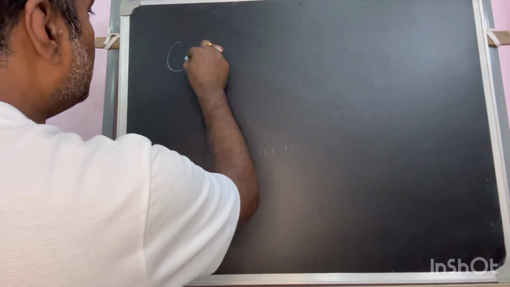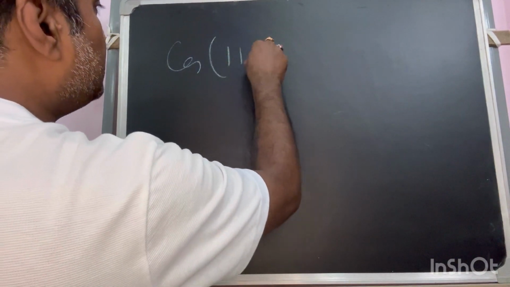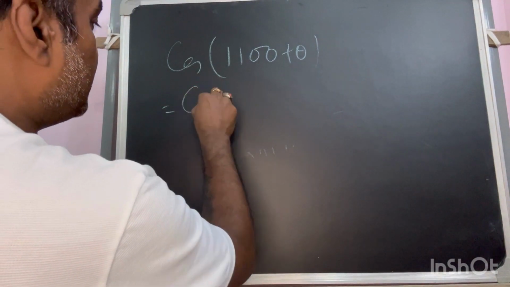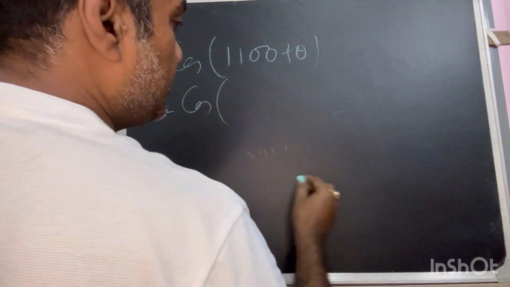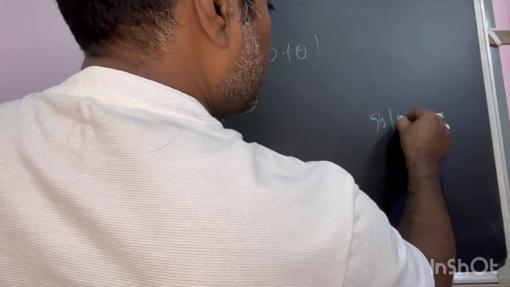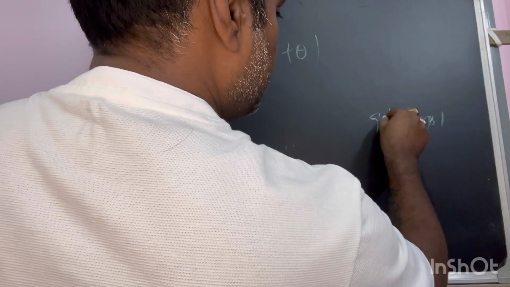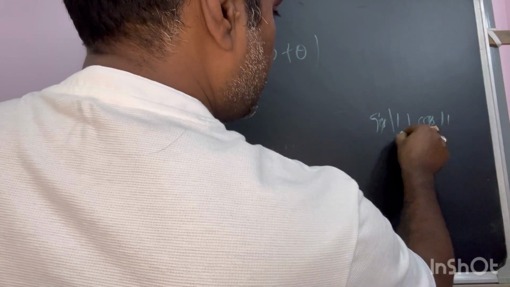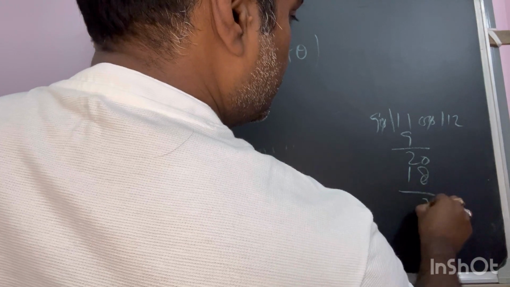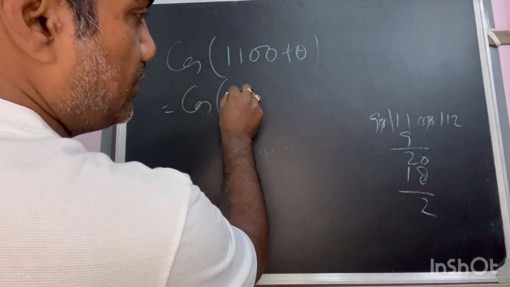Any random one. Cos of 1100 plus theta. So what would be the case? Now I will have to bring it to a multiple of 90. I have to divide it by 90. Okay, so if I divide it, this will be like that.